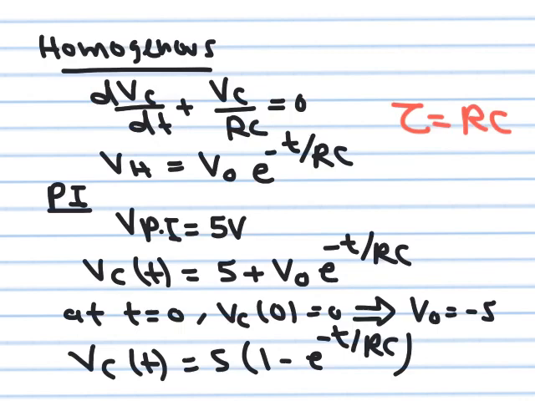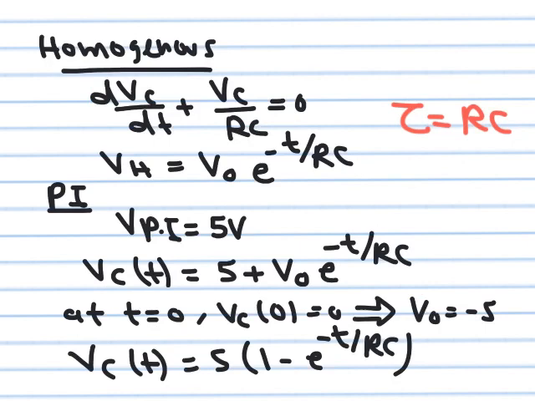The particular integral solution, as I said, is a constant, is 5. Then the general solution of this circuit is the sum of the particular integral plus the homogeneous one. So you sum these two together, and you apply the boundary condition. I don't know what V naught is. V naught is a constant. I have to find it from initial conditions.